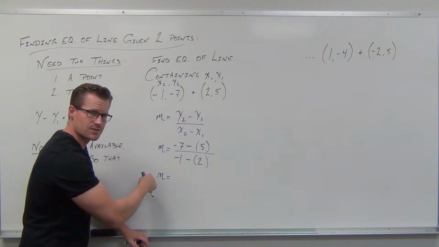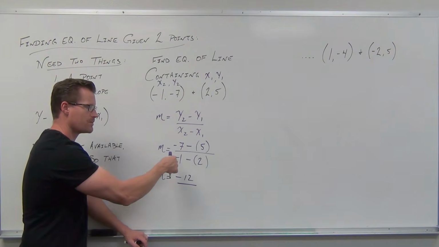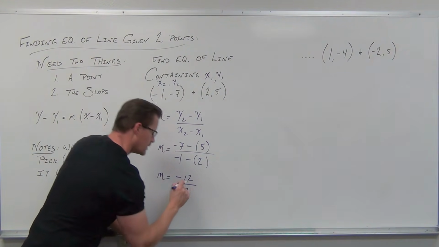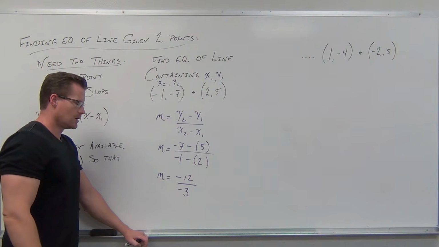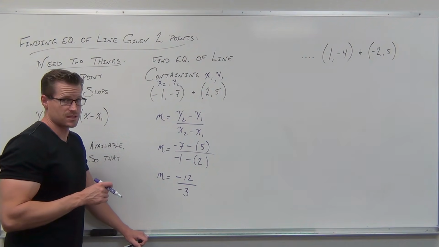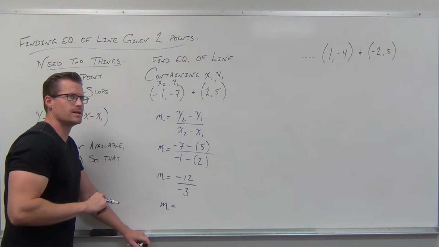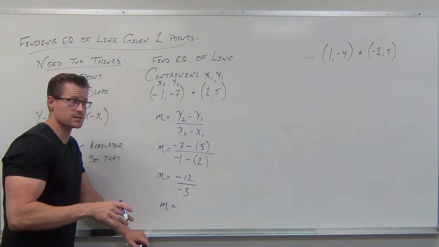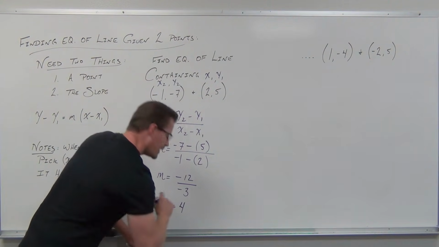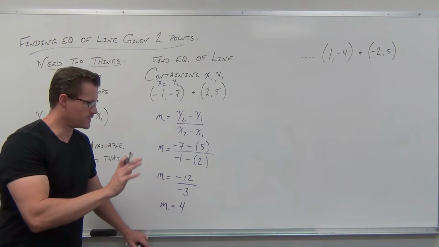Negative 7 minus 5, it's negative 12. Negative 1 minus 2, that's negative 3. I don't need to leave this in fraction form, but I do need to simplify the fraction. So negative 12 divided by negative 3. Negative over negatives are positive. That's 4. I don't need 4 over 1. You need that when you're graphing, but for the equation, you don't need that.